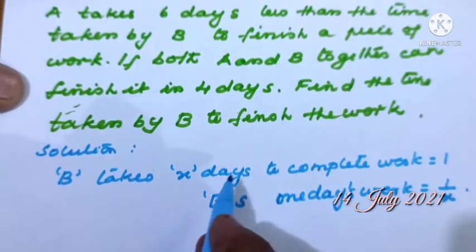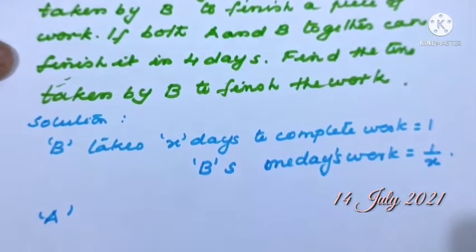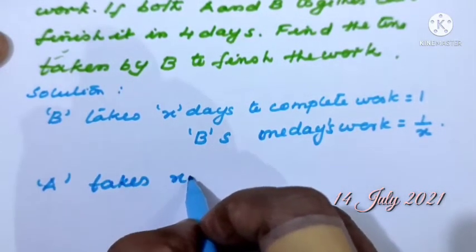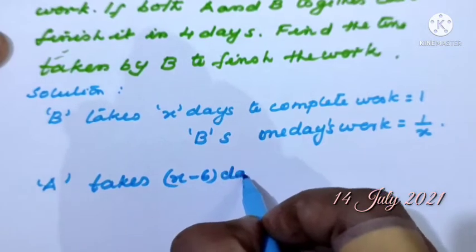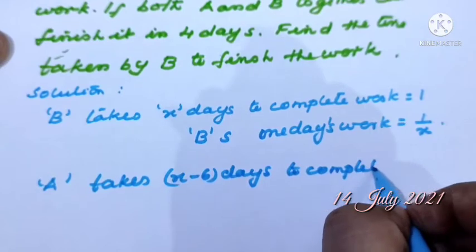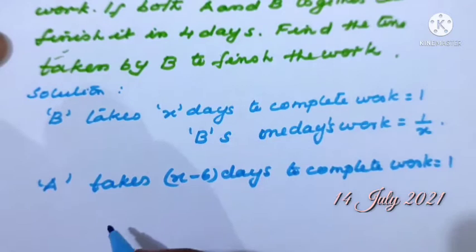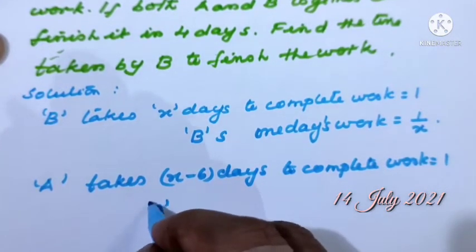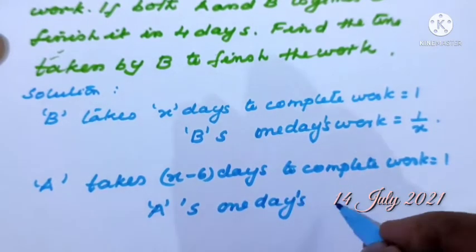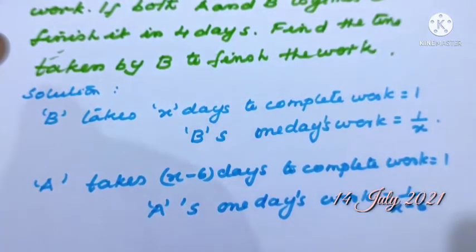Now A takes 6 days less than B, so we write here A takes x minus 6 days to complete the work. The work is completed, so it is equal to 1 only. So A's 1 day's work is equal to 1 by x minus 6.